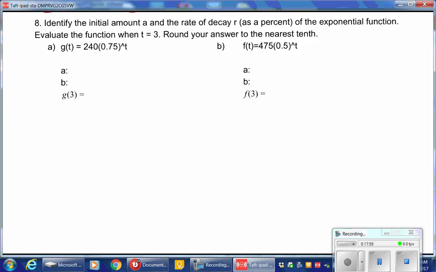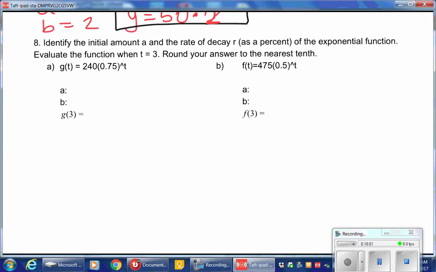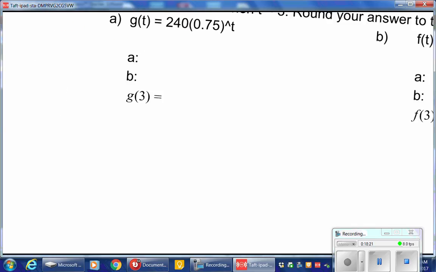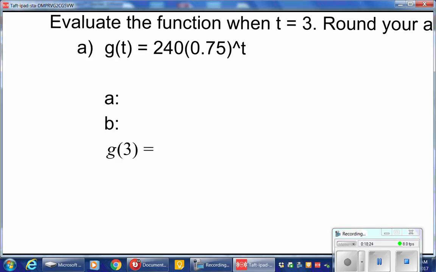Number 8. Identify the initial amount A and the rate of decay R as a percent of the exponential function. Evaluate the function when t equals 3. Round your answer to the nearest tenth. So we have g of t equals 240 times 0.75 to the t power. So in this first problem, my initial amount A is 240. My growth rate, or decay rate in this case, B, is 0.75. I'm going to move that decimal over twice, so I have 75%.